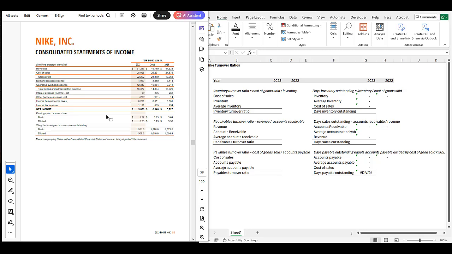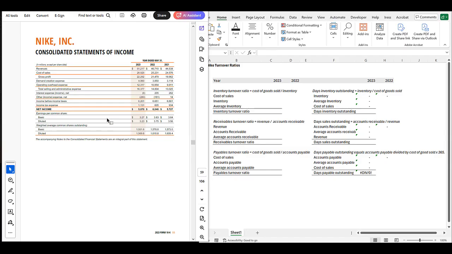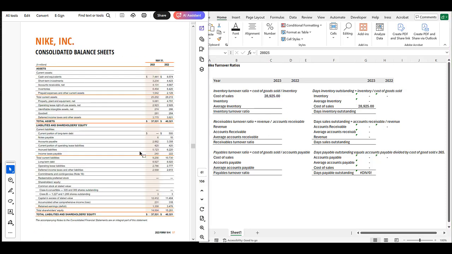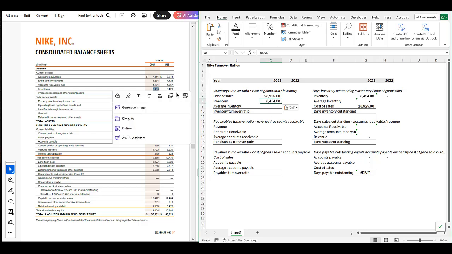Cost of goods sold is found on the income statement. Here we can see cost of sales, which is essentially the same thing. In 2023, cost of sales was $28,925. Inventory is found on the balance sheet. In 2023, inventory was $8,454. To get the average, we need the inventory for 2022 as well. It was $8,420. We can calculate the average using the formula equals average and selecting these two cells.